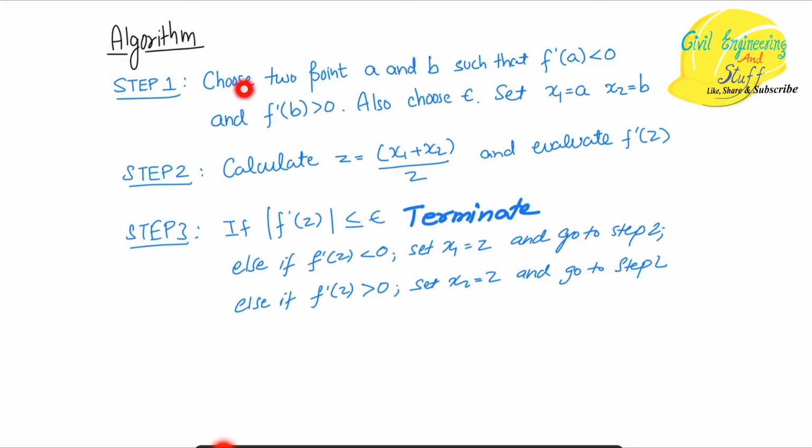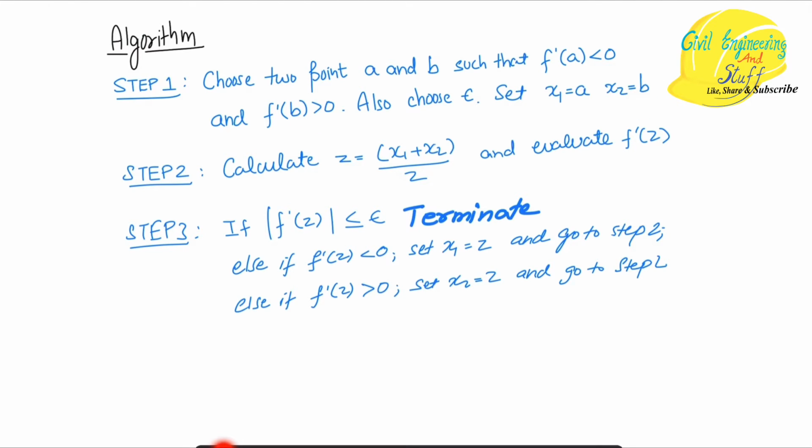In step one, we have to choose 2 points A and B. Then we have to see that the first derivative at point A should be less than 0 and the first derivative at point B should be greater than 0. We have to choose a small number in order to terminate the iterations. If the initial point a satisfies the condition that its first derivative is less than 0, then we'll set x1 equal to a, and if the first derivative at point b is greater than 0, then we'll set x2 equal to b.